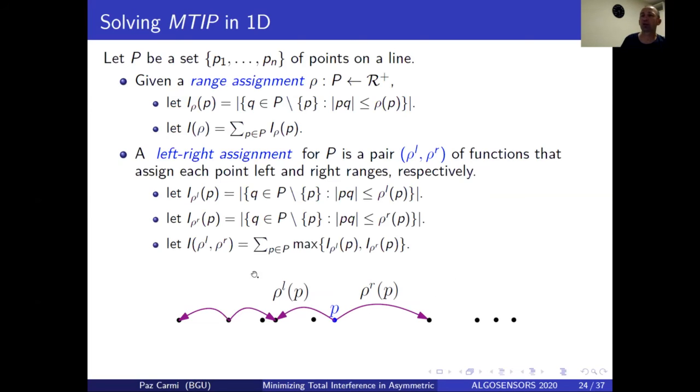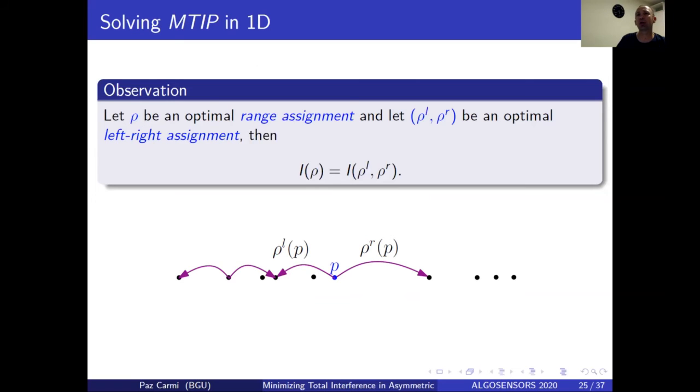And the interference of this left-right assignment is the sum over all the points, and for each point we take the maximum among these two interferences, the left range and the right range. Okay, so we're looking at the biggest range, and this defines our interference.